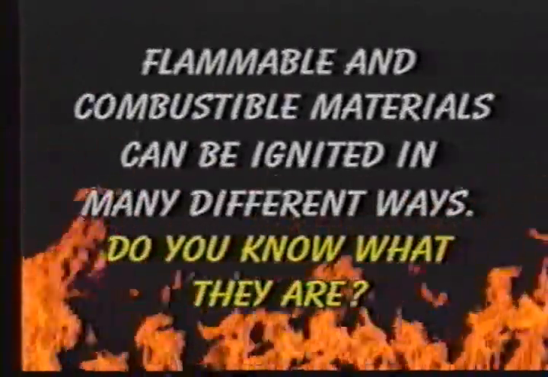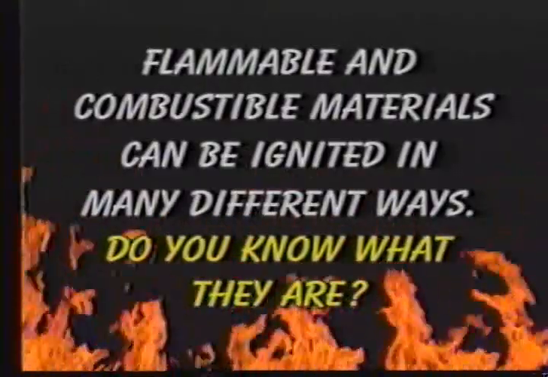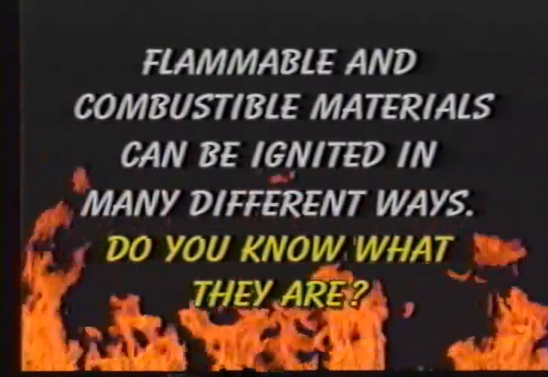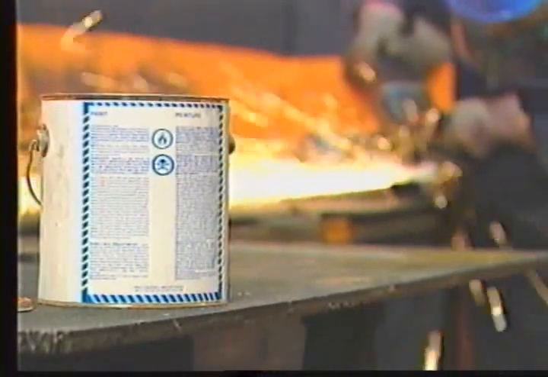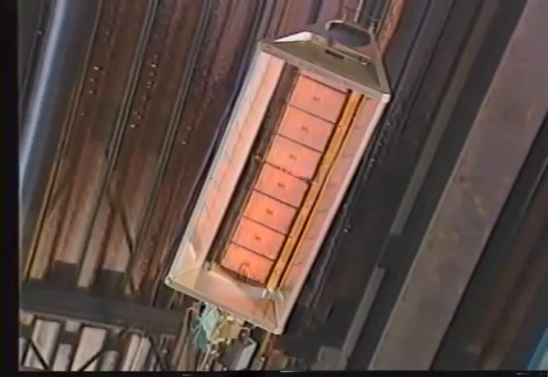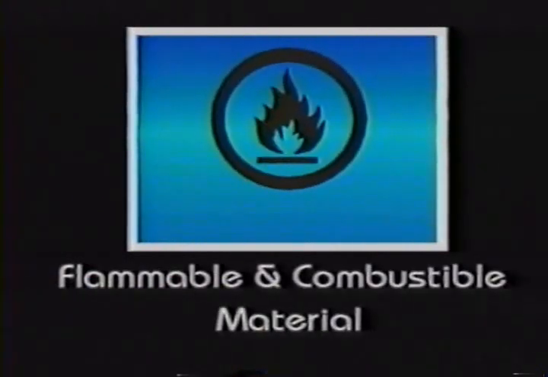Flammable and combustible materials can be ignited in many different ways. Do you know what they are? Jobs that create sparks or heat, such as grinding, cutting and welding, unprotected electric plugs, unprotected lighting, or an overhead heater. Vapors can travel a long distance to an ignition source, causing a disaster. Do you have any of these ignition sources in your workplace? If you work with materials that have this symbol, the material is flammable or combustible, and you should avoid ignition sources.